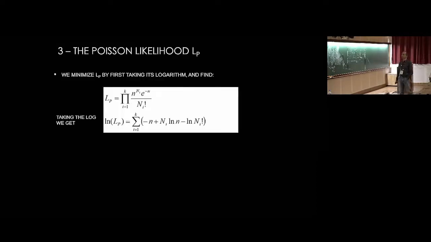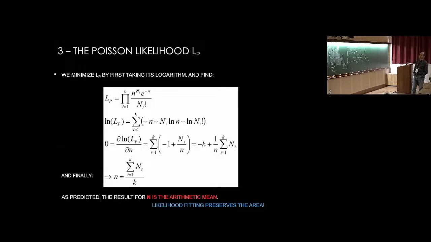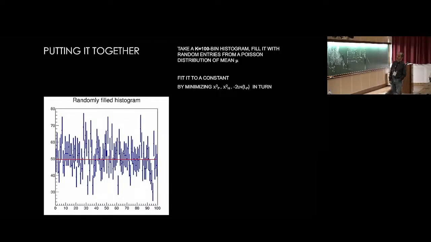Instead, if we do the minimization of the Poisson likelihood, taking the logarithm, setting the derivative to 0, we finally get the arithmetic mean. So the likelihood fit preserves the area, as we saw in the histogram before. And if we put it together, we can do a nice toy example with ROOT. You could code it in an hour yourself if you wanted.